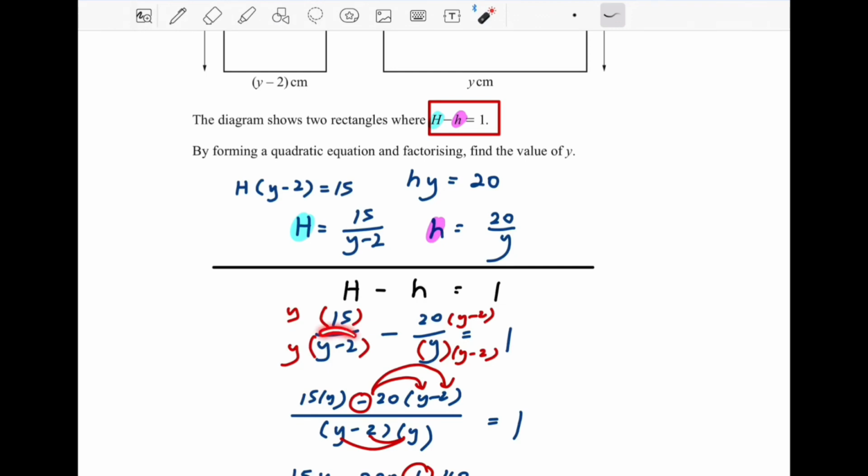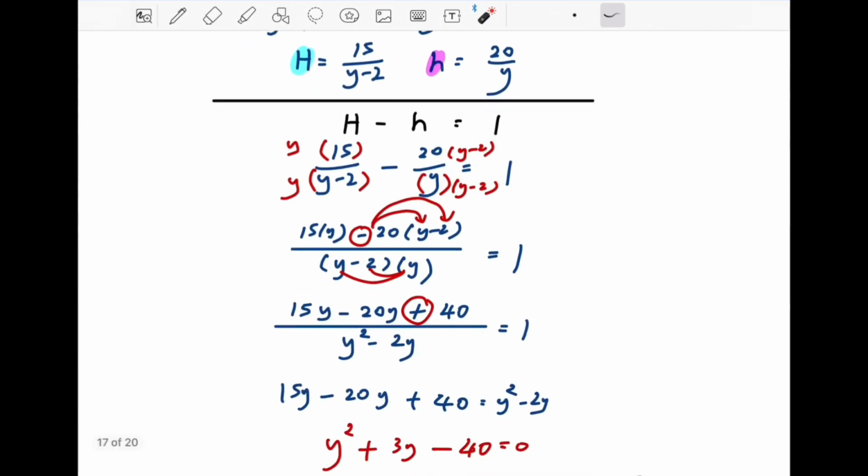You check, this denominator is different, right? So I want to combine it. The best way is to make it the same denominator. This one times y times y minus 2 times y minus 2, 15y, negative 20, be aware of this negative sign. And then this one as well, expand it. Then you have something like this and something like this.